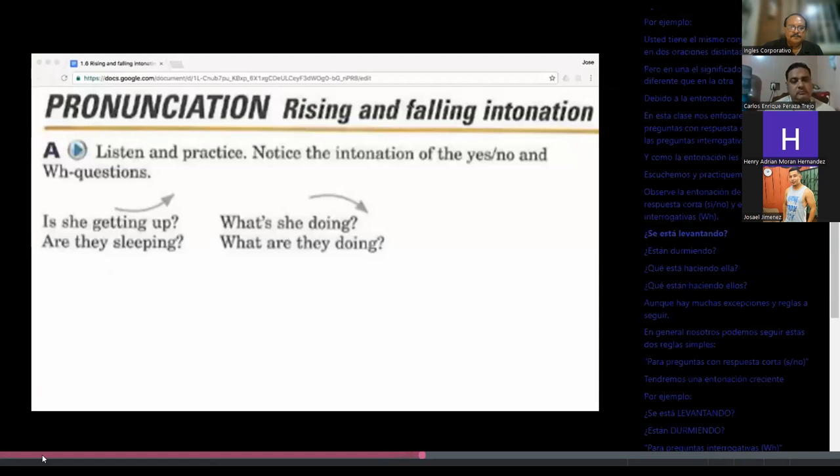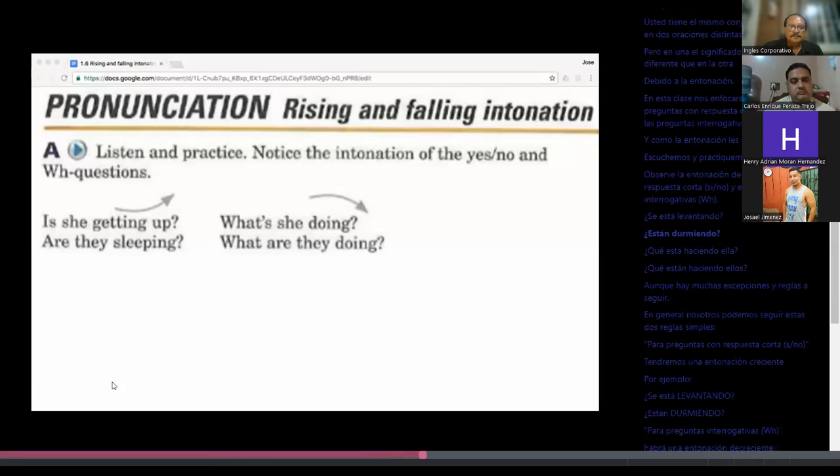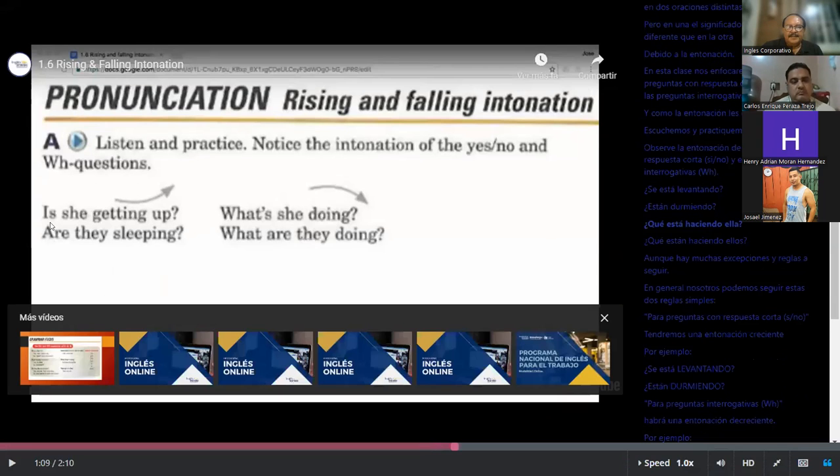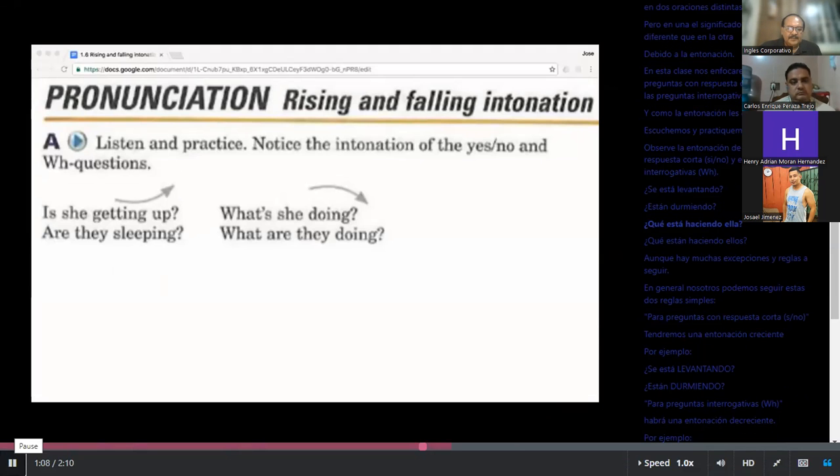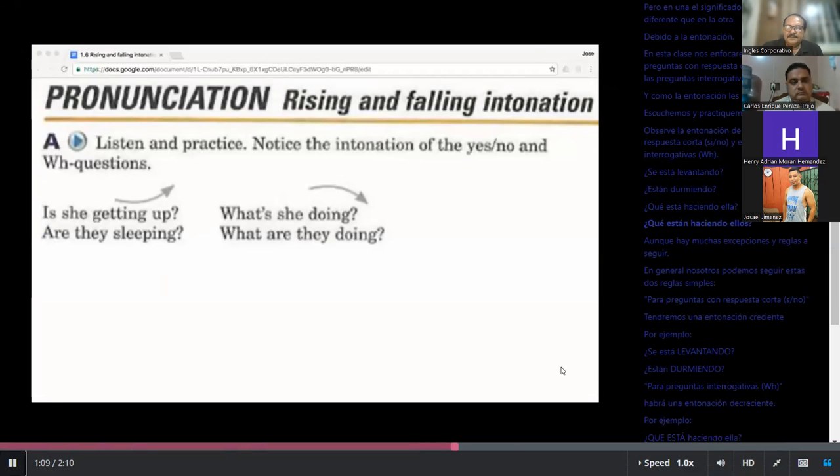Is she getting up? Are they sleeping? What's she doing? Okay, so see, is she getting up? Are they sleeping? So you see the end, al final, up. And in this one, what's she doing? Goes down. Are they sleeping? What's she doing? What are they doing?